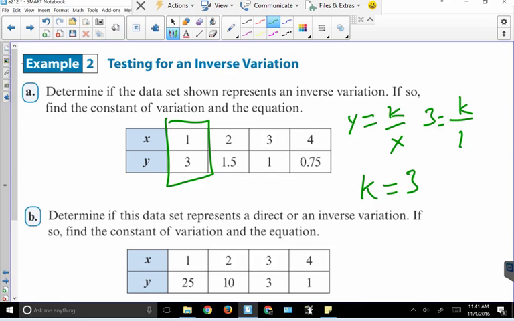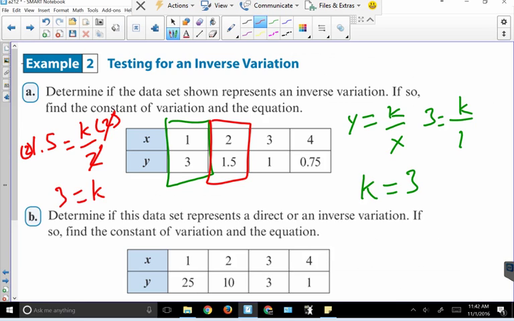What about this? Try this one. I want to find k. So now I've got 2 and 1.5. If y is 1.5, k over 2. What do I got to do to both sides in order to figure this out? Won't I just multiply by 2? And doesn't that cancel out there? And what is 2 times 1.5? 3 is equal to k.